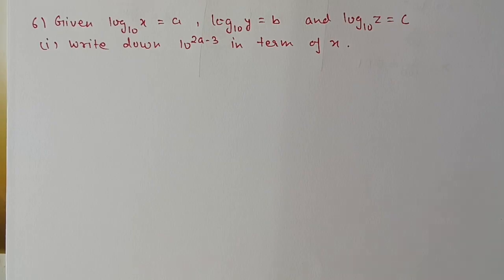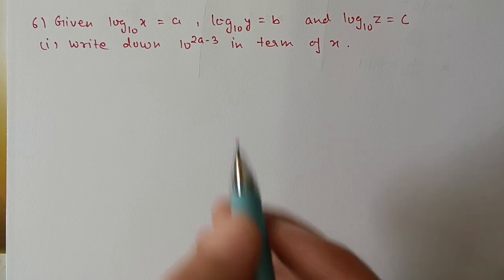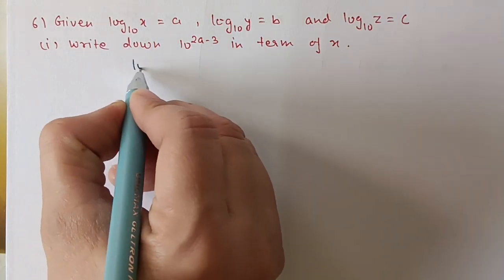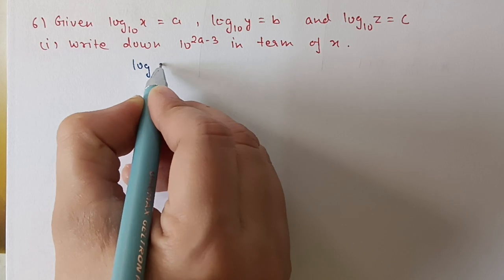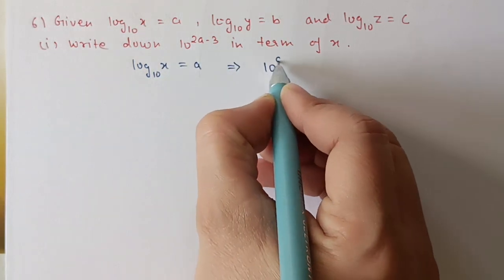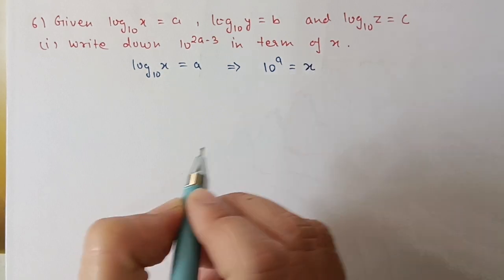Question number 6. Given log x to base 10 is equal to a, log y to base 10 equal to b, and log z to base 10 equal to c. We have to write down 10 to the power 2a minus 3 in terms of x. This is like the fifth question only. So first this we will change into the exponential form. Log x to base 10 is equal to a, so this we can write as 10 to the power a is equal to x.